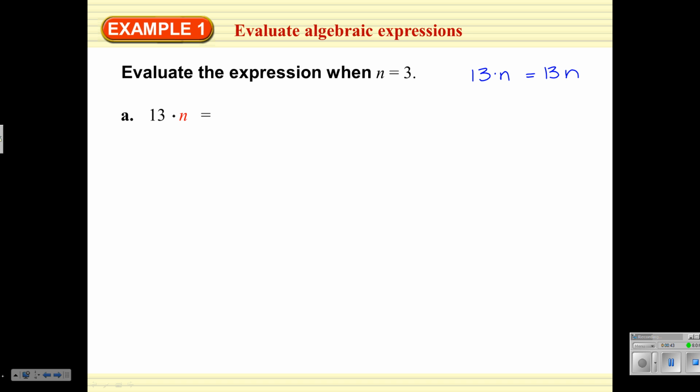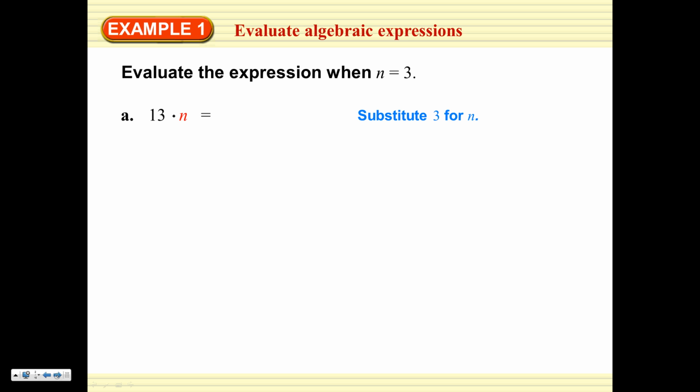Okay, so the first step we do is they want us to evaluate it when n equals 3. So we substitute the 3 for the n. Substitute the 3 for the variable. Substitute that in, 13 times 3. And 13 times 3 is 39. That's evaluating an expression. I think that's pretty easy. So let's try the next one.